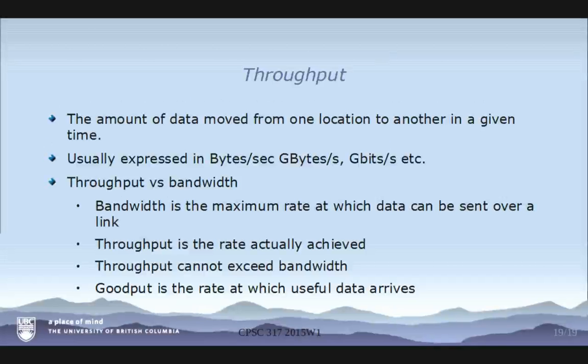It's called throughput. That's the amount of data that we can move from one location to another in a given amount of time. We usually express that as bytes per second, or gigabytes per second, or gigabits per second, or something like that.